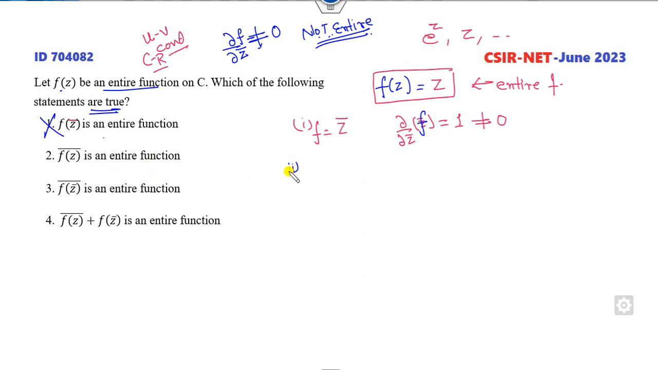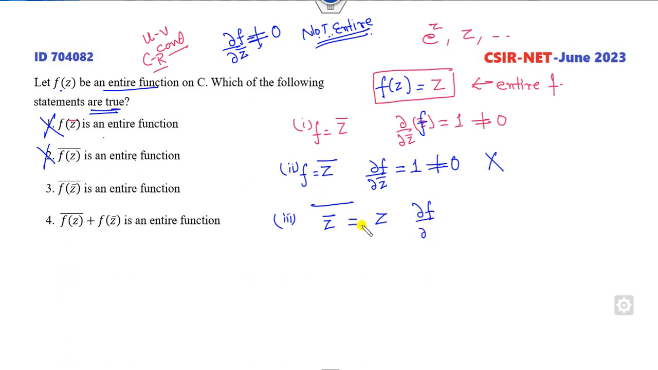So this counter example will discard the option. Look at the second option. This is z bar. If I consider this as f, what is the partial derivative with respect to z? It is 1, which is non-zero. It means it is not an entire function. Look at the third option. This is the complex conjugate of z bar. What is that? This is z. If you take this as my f, the partial derivative of this is 0. So we can't say whether it's entire or not.